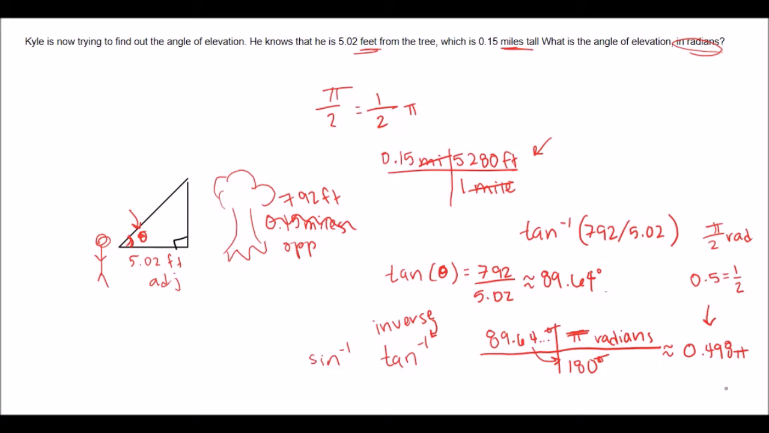So this is your answer for this question, and we know that's the answer because we have the angle of elevation and we have it in radians. Once again, this is the angle of elevation, so over here we can put 0.498 pi radians.